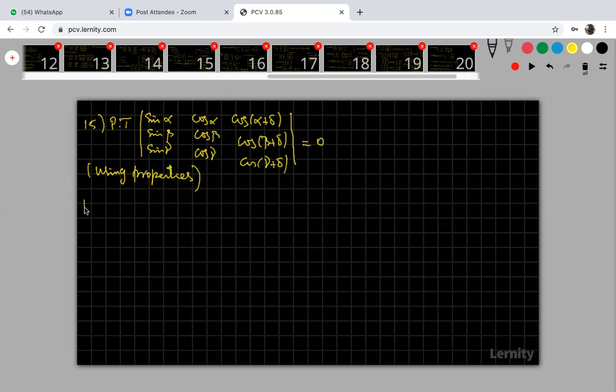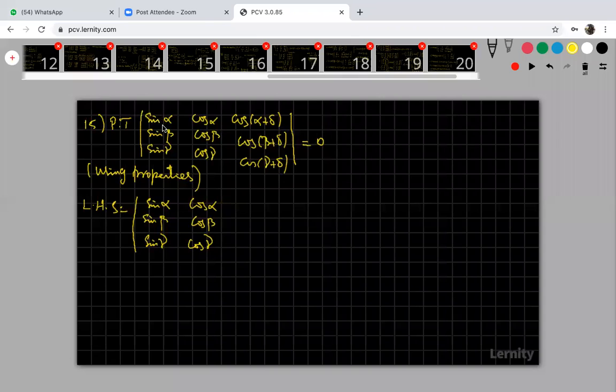How to prove that? Come to the LHS. The first column is sine alpha, sine beta, sine gamma. This is cos alpha, cos beta, cos gamma. Look at that. Suppose I am adding C1 plus C2 plus C3. What is the answer? Sine alpha plus cos of alpha plus delta. But here sine beta plus cos of beta plus delta. I am getting different answers.